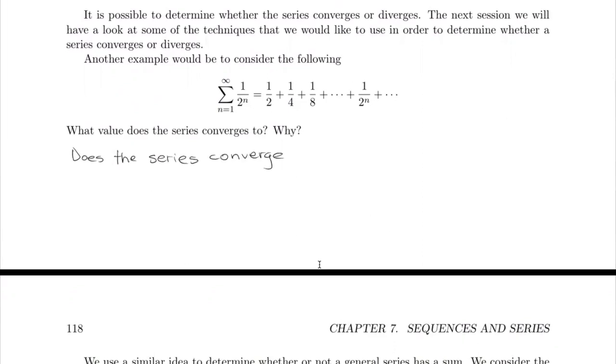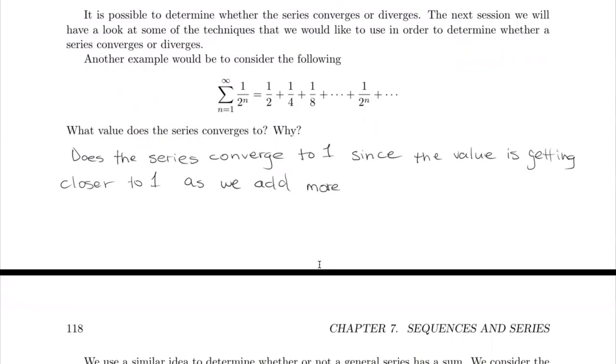So that's one of the questions we'll have a look at later on. But one of the key things here is that the value is getting closer to 1 as we add more terms. So that's the thing we want to keep in mind here.